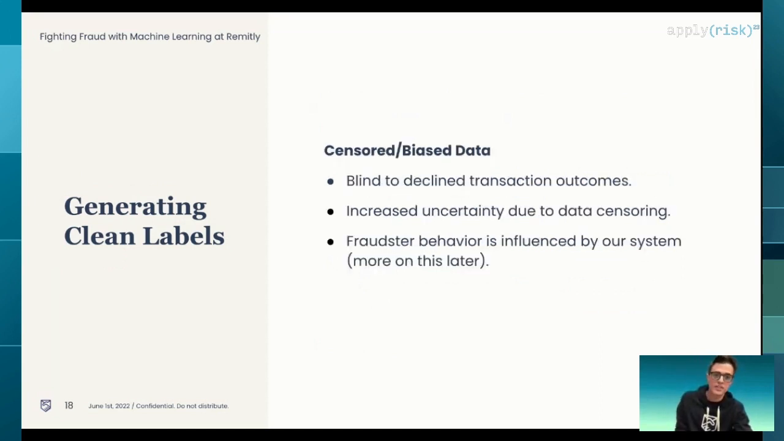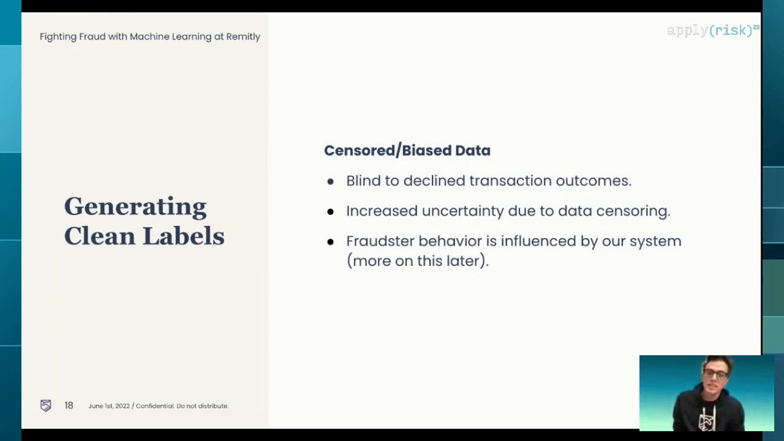Another difficulty in generating clean labels for training is censored and biased data. We will never know the true label for any transaction that has been declined by our system. Declining a transaction stops it from reaching a terminal state. If it is fraud, it will never reach a chargeback state. And if it isn't fraud, it will never reach a completed state.